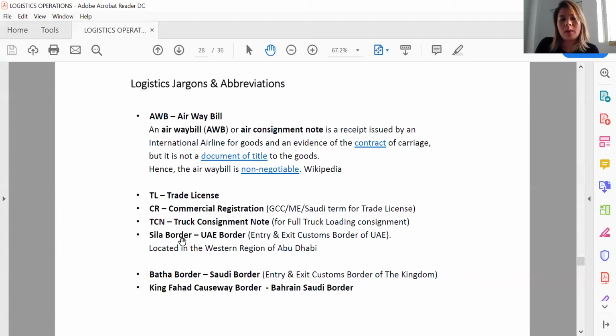There are borders here in Dubai and GCC countries, all connected, obviously. So Sila border is a UAE border. This is the entry and exit customs border of UAE, located in the western region of Abu Dhabi. Batha border, Saudi border. This is the entry and exit customs border of the Kingdom of Saudi Arabia. King Fahad Causeway border. This is the Bahrain and Saudi border.